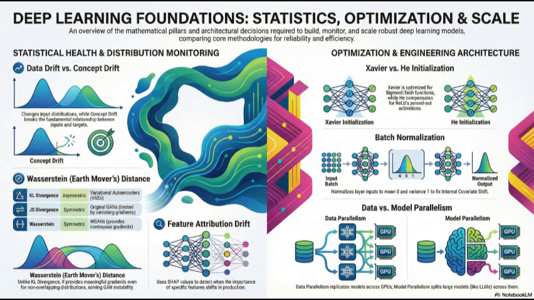A total breakdown. For years, this was the wall. You just couldn't train very deep networks. And then comes 2015, the breakthrough, ResNet. Residual networks. This is a pivotal moment in AI history. It sounds technical, but the solution was just beautifully simple. ResNet introduced the skip connection.